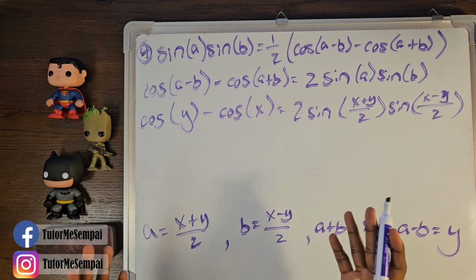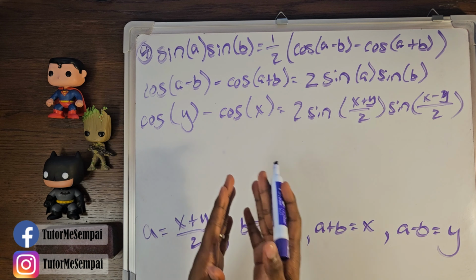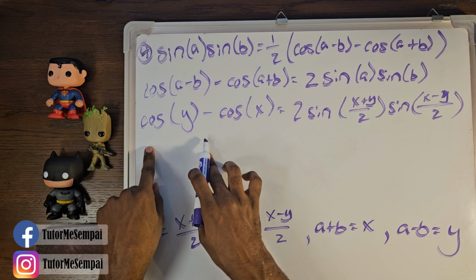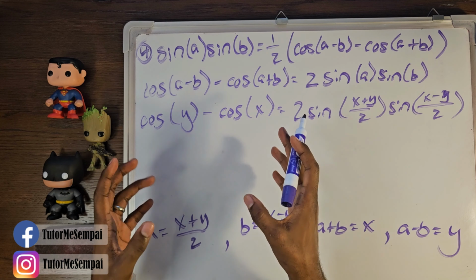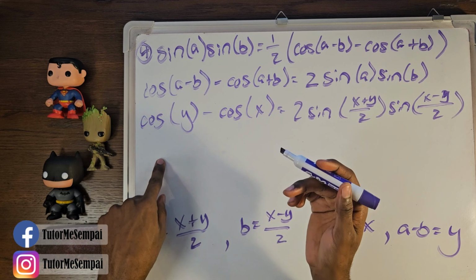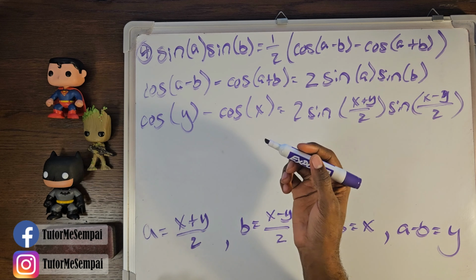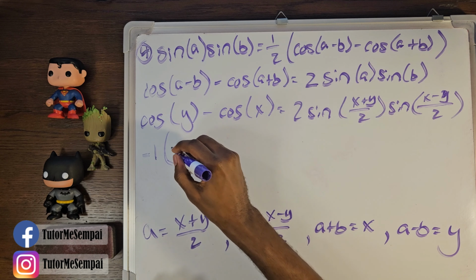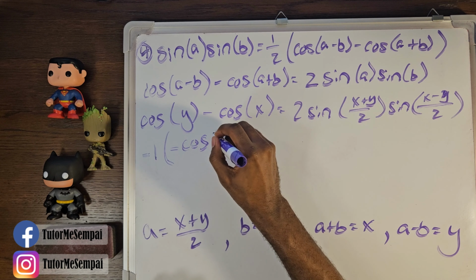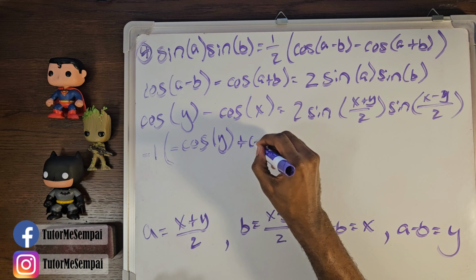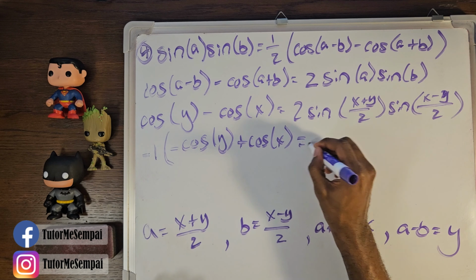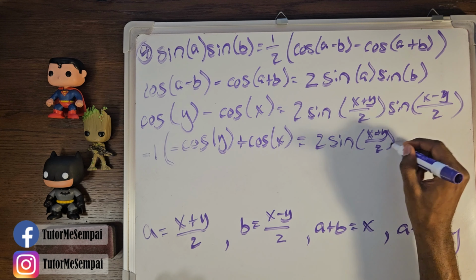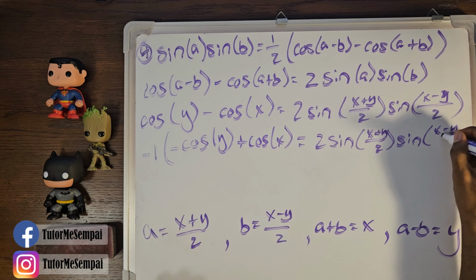However, if you wanted to make sure that your X's are first and your Y's come second, let's say instead of having a cosine Y here as the first part of your sum or difference identity, we can actually factor out a -1 like this, and by doing so we would have a negative cosine of Y plus cosine of X equals our same thing, 2 sine X plus Y over 2 sine of X minus Y over 2.